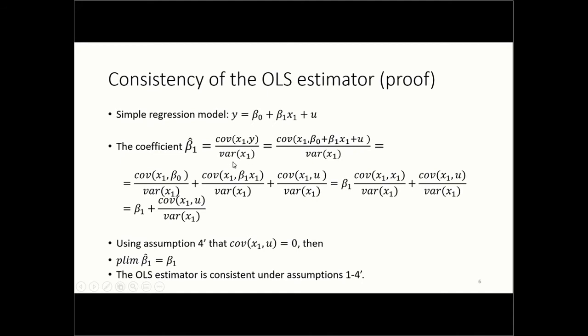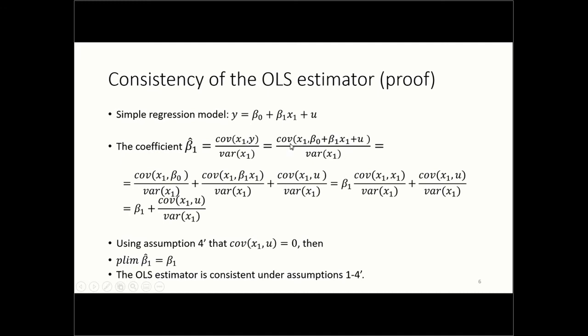So this was from the formulas and derivation of the coefficients for a simple regression model. So again, we have the coefficient being the covariance of the variable with the dependent variable divided by the variance of the independent variable. Okay, so let's go ahead and substitute the expression for this y with this expression above. And so this is what we're doing here. And then we can go ahead and open the parentheses.